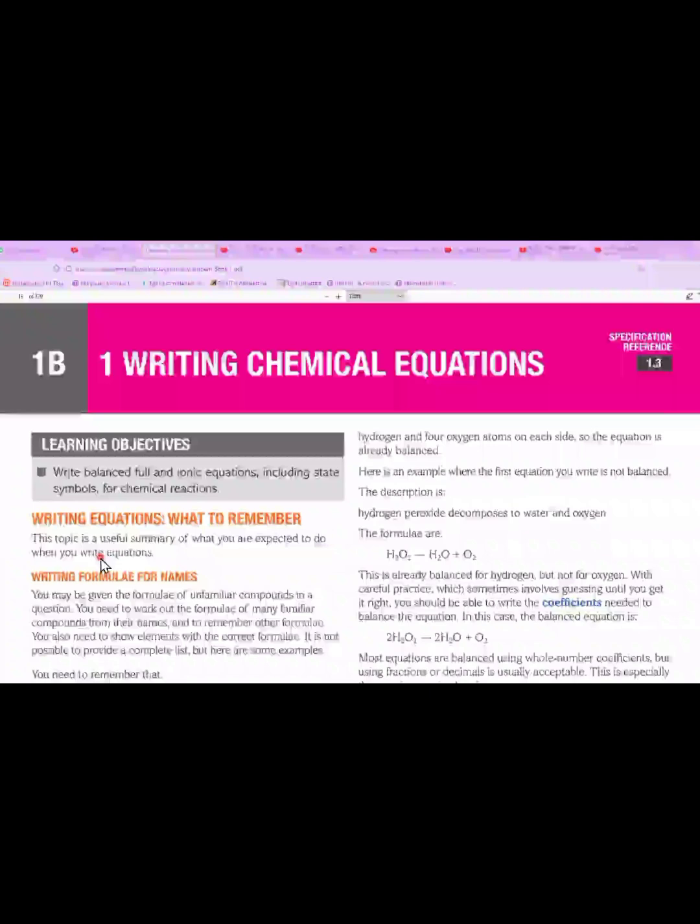Today we are going to start the chapter which is 1B, writing chemical equations. When it comes to writing chemical equations, the mess created in students' minds is that they are always confused about how to balance the equation. The ideal practice is to simply learn to count the number of atoms, then you will gradually be able to balance the equation.